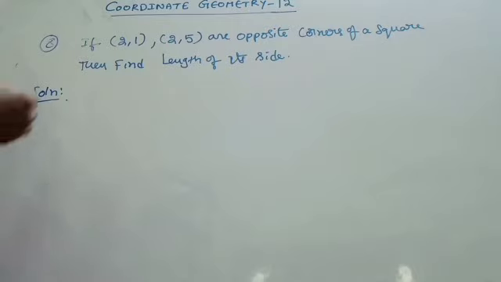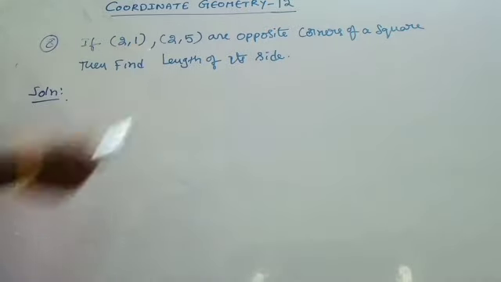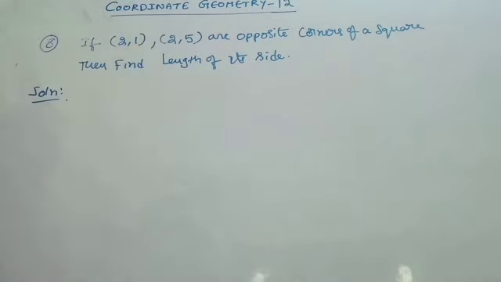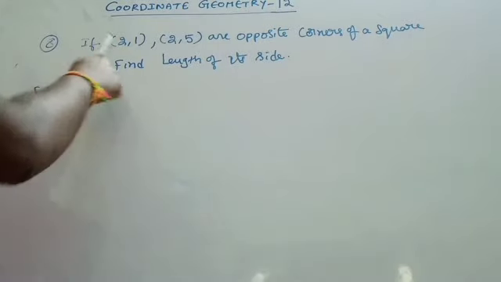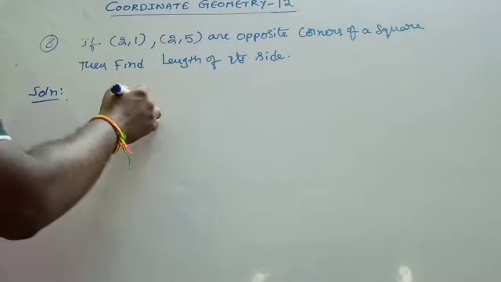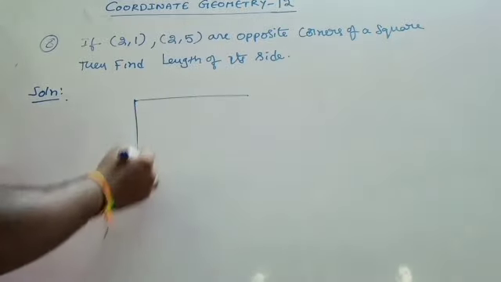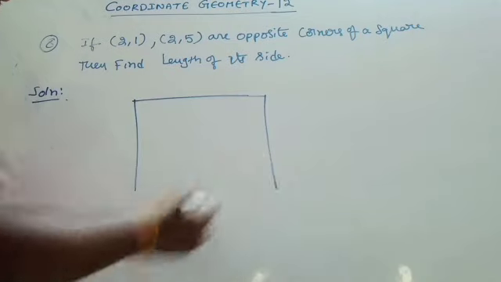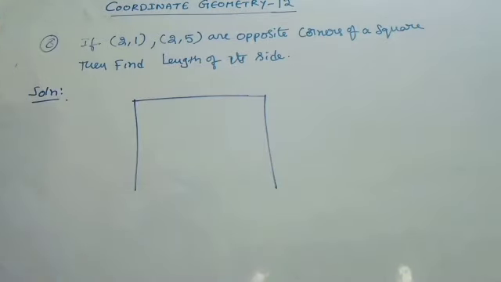Another problem, 8th one: if (2, 1) and (2, 5) are opposite corners of a square, then find the length of its side. It's a very beautiful problem. Let us take (2, 1) and (2, 5). Here the x coordinate is the same, right? No problem, we can take it in any way. They have given that these are opposite vertices of the square.